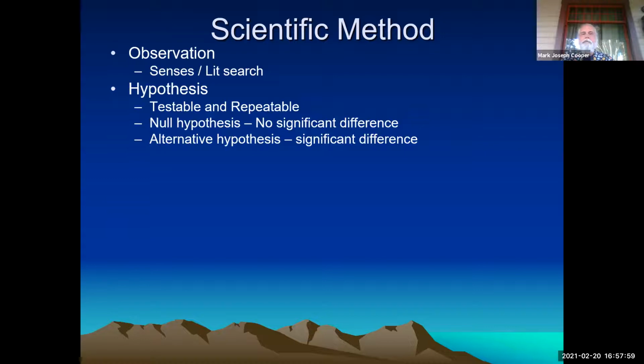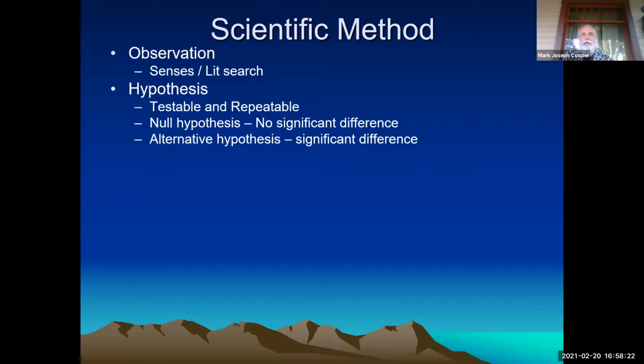And that would be, there's a significant difference. So when you test it, and again, you have your two groups, one getting the vaccines and one not, then you run the test. And if the people who are getting the vaccines are getting COVID less than the ones getting the placebo, then we would say our alternative hypothesis is correct.